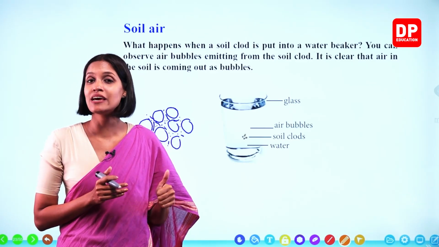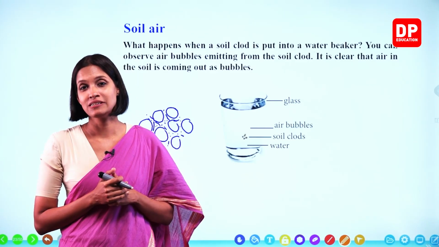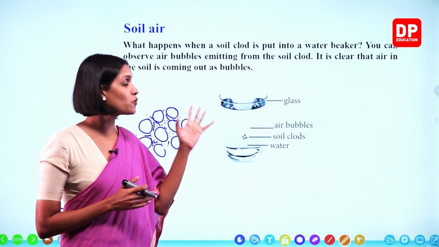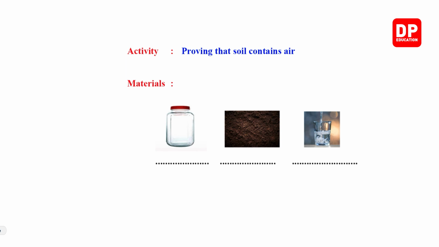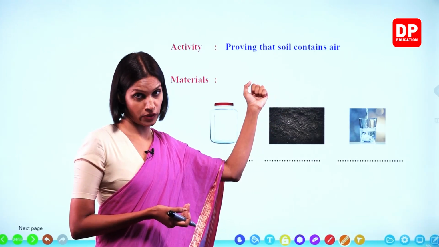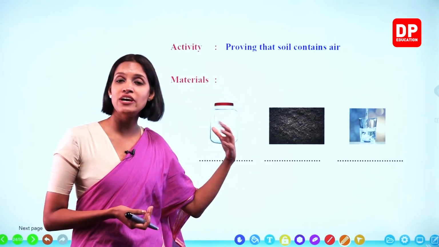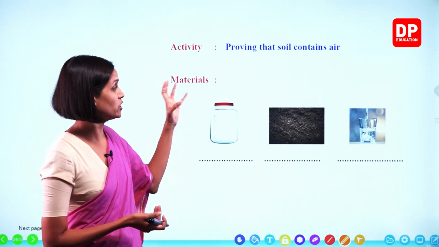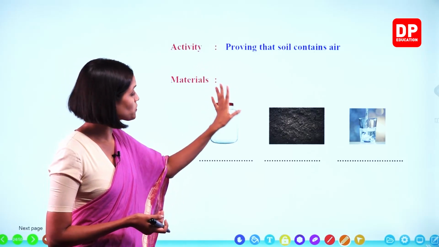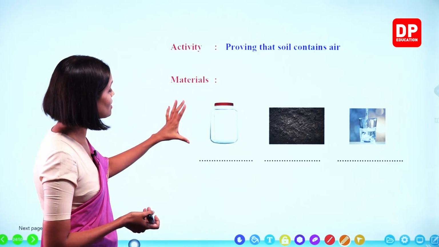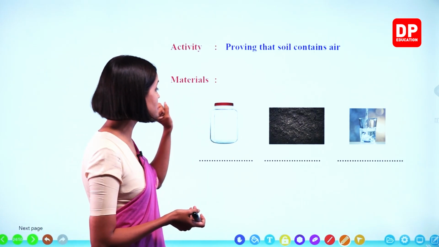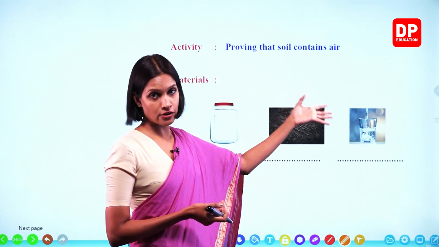So it's very clear that soil contains air, right? To prove this better, we are going to do another activity too. Right, children? So this time, an activity proving that soil contains air. We already observed that soil contains air by the soil clod experiment, and we are going to prove it here too. For this activity, we need two similar glass jars, a soil sample and water.